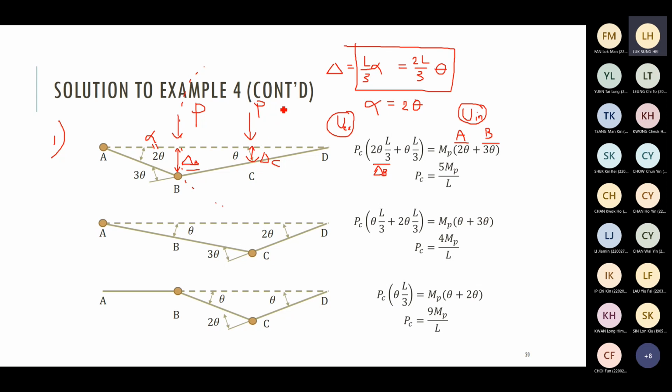For delta C, you can use the work done equation again, or if you like, you may use similar triangles. The radius is L/3. The rotation is theta. So actually this is delta C.